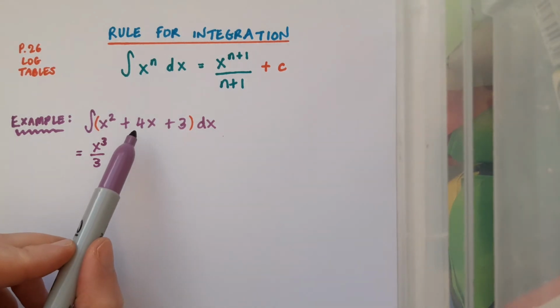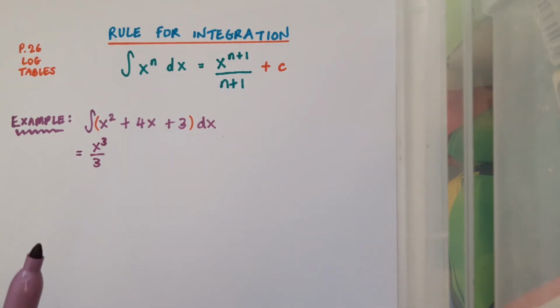Next, I have to do it for plus 4x. Now bear in mind that's 4x to the power of 1 at the moment, although we won't tend to have that 1 written in. So again, we'll up our power and divide by the result.